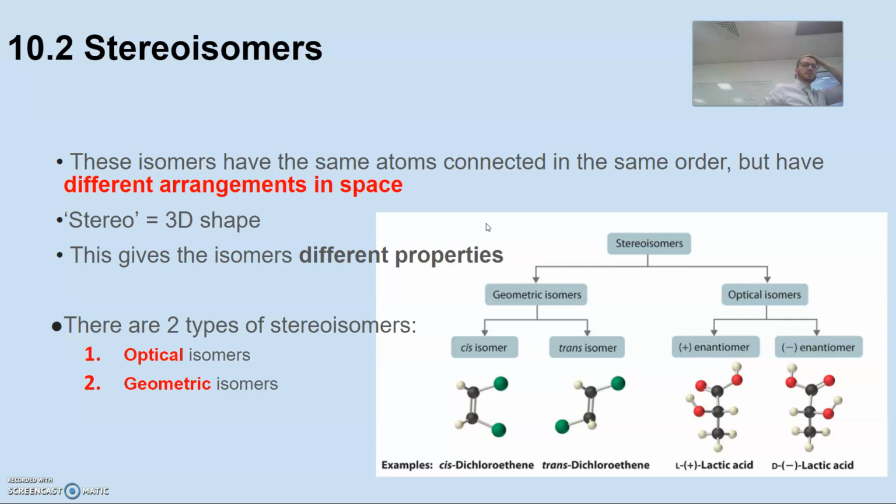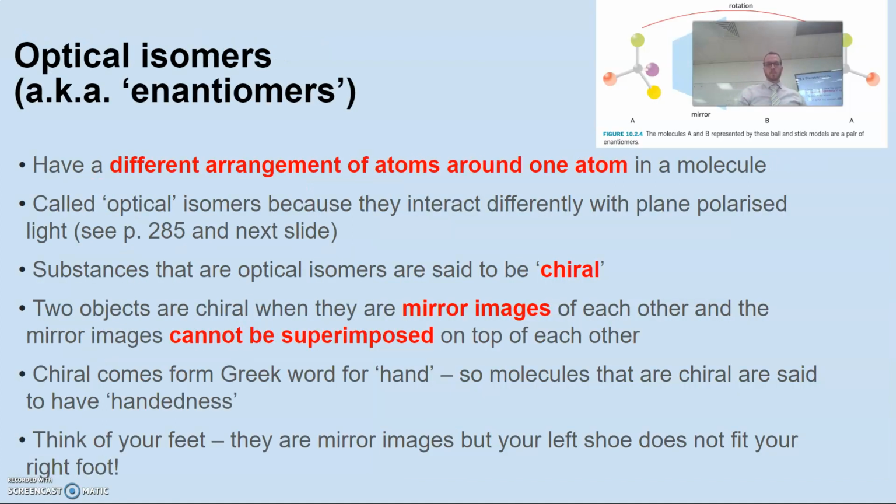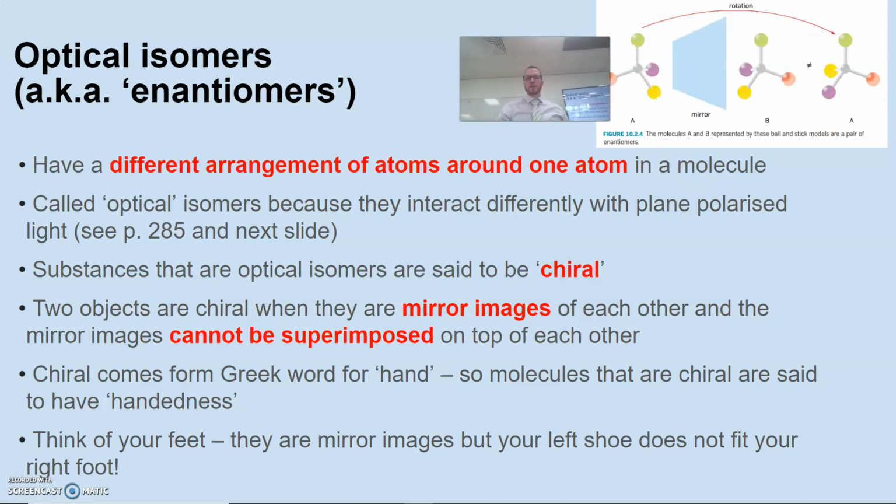2 different types of stereoisomers. One is called optical, one's called geometric. Let's go through them, starting with optical isomers. These are also referred to as enantiomers. Say that again: optical isomers or enantiomers.